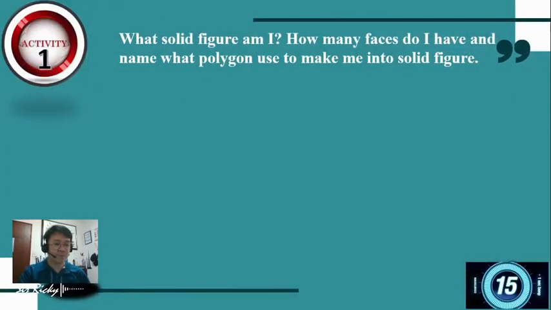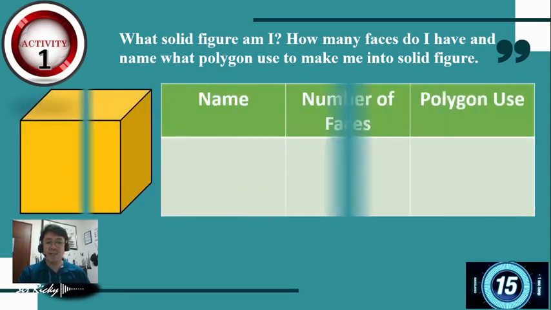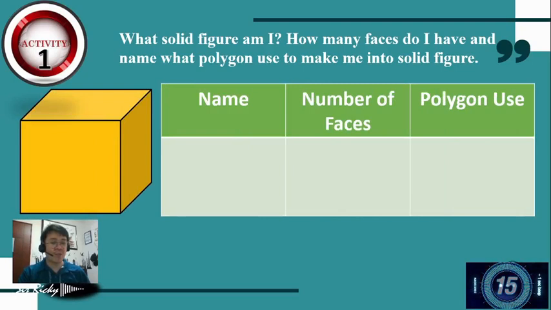Now, for our activity 1, what solid figure am I? How many faces do I have? And you are going to name what polygon each face is represented by. I will give you 15 seconds to do it. Your time starts now. You are going to name the solid figure, number of faces, and polygon used in that solid figure.